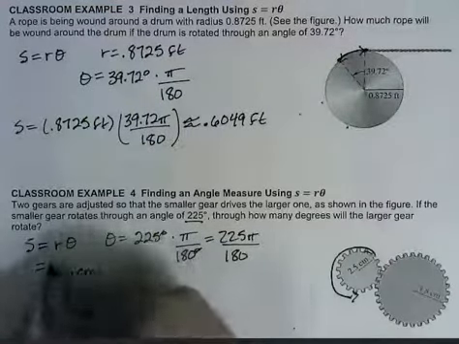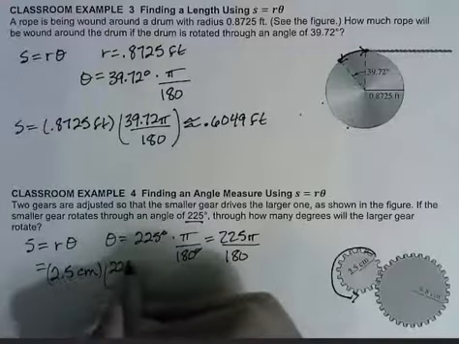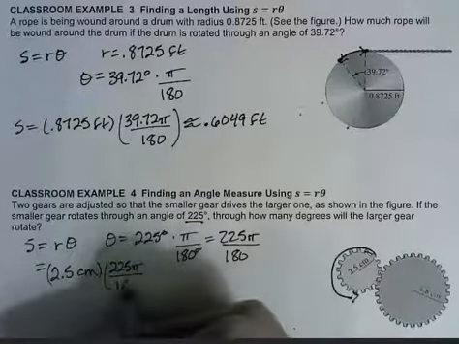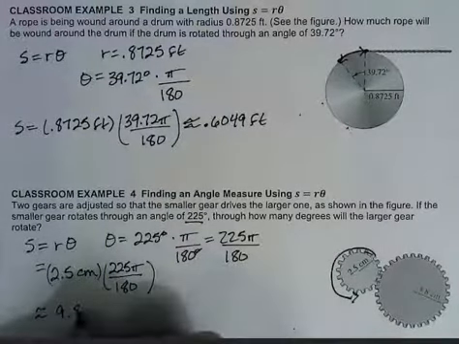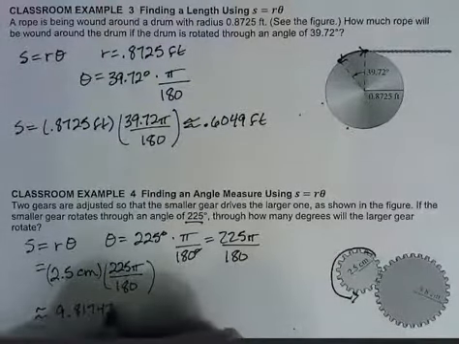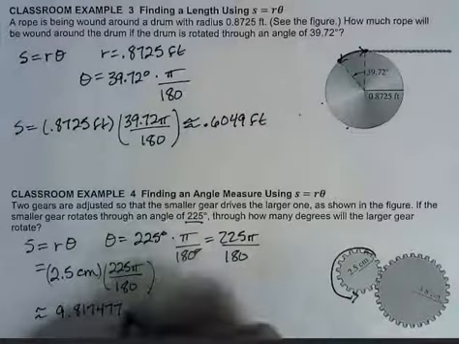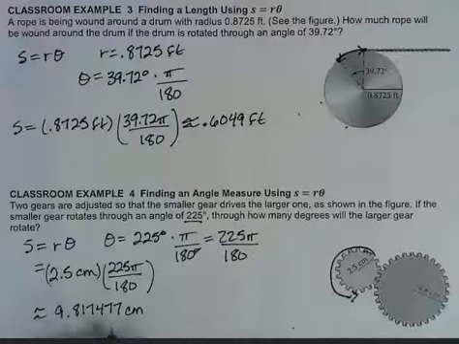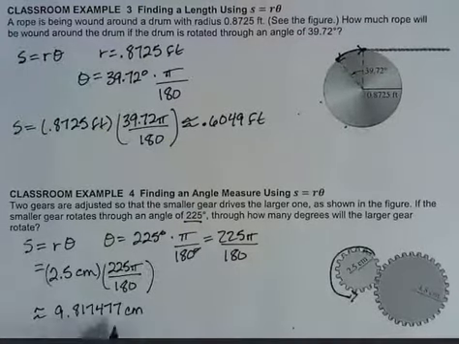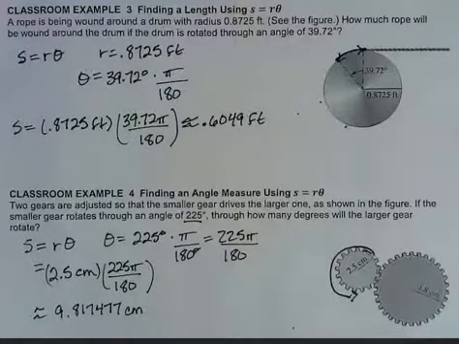We're using the radius of the smaller gear. If I work that out on my calculator, I'm going to get an answer like this. This one, I'm taking it out to as many decimal places as I can because I want to use this value in another calculation. So I don't want to round this one if I possibly can.